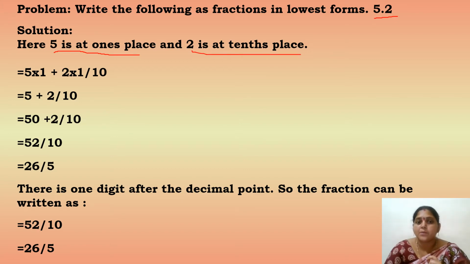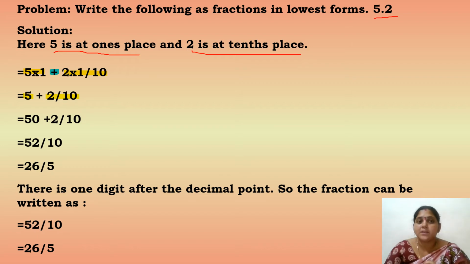Now what do we have to do? We have to multiply 5 into 1, and multiply 2 into 1 by 10. They are representing the relation between them by adding, that is plus. Now 5 into 1 means what will be our answer? 5. 2 into 1 by 10 is 2 by 10.